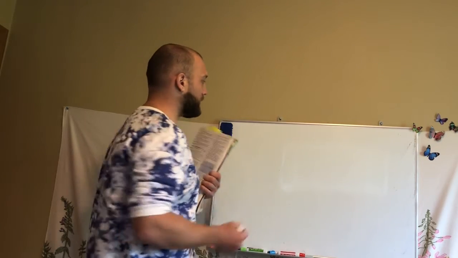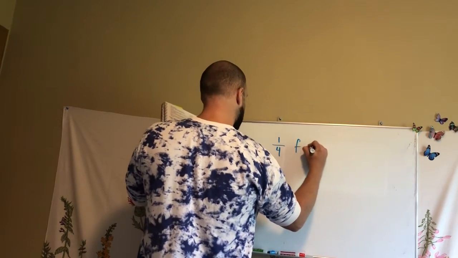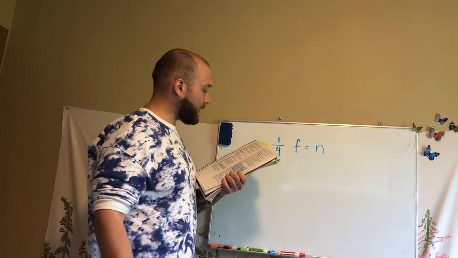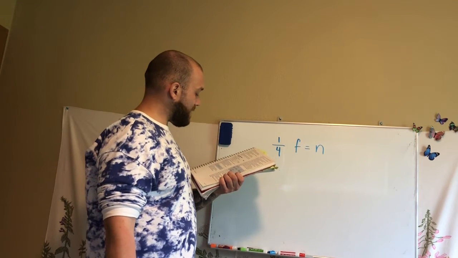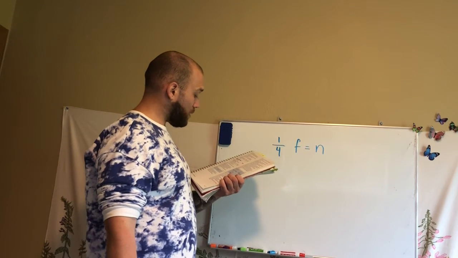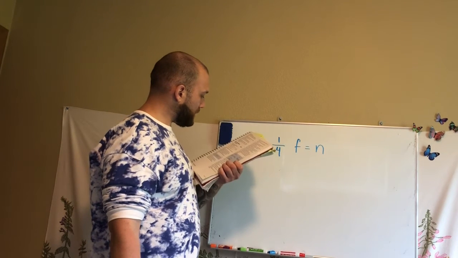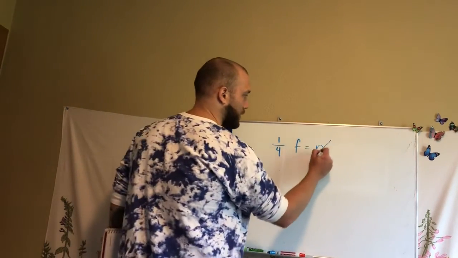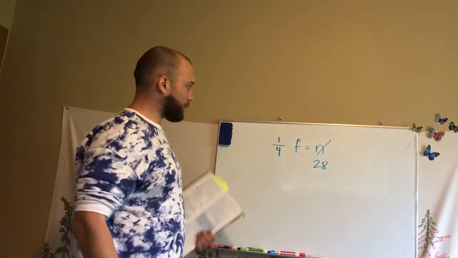So, for problem A, the letter equation you should have is 1/4 F equals N. N represents not roses. So, yes, 1/4 F equals N. Put in the number the problem gives and work the problem. What does it tell us in here? How many flowers were not roses? 28. So you're going to cross that out and put 28. Pause the video now to work the problem.